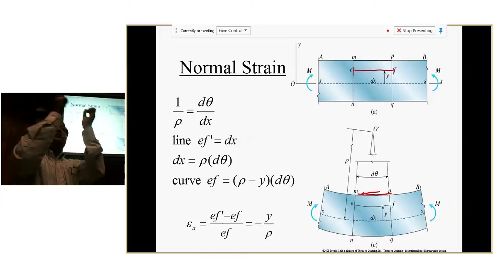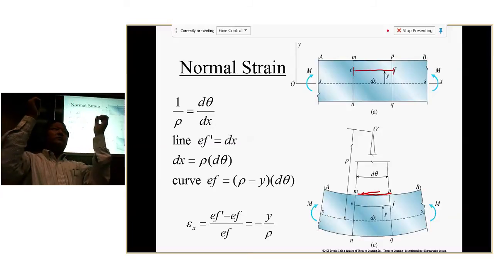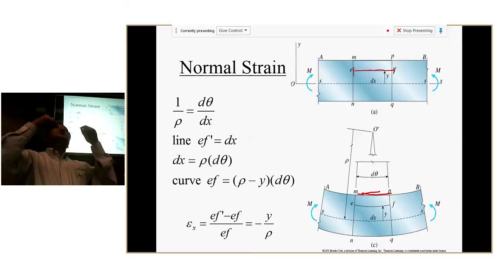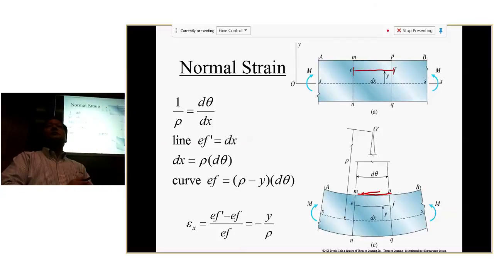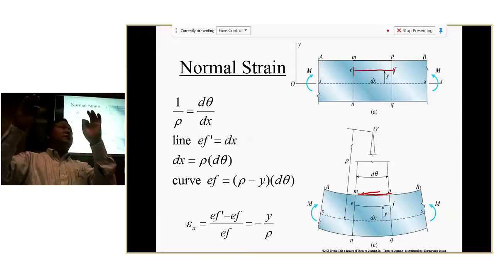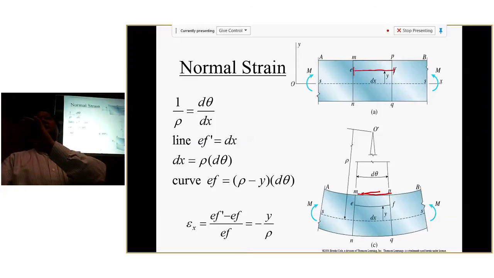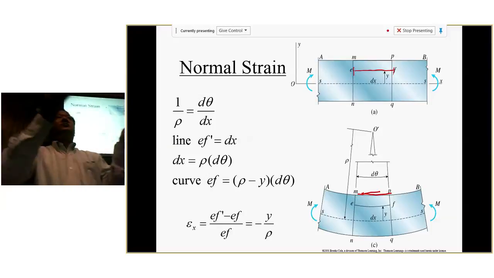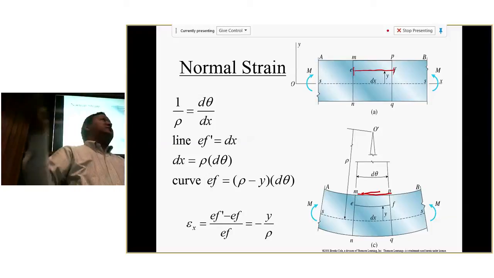This line gets shrunk, right? Or this line gets elongated, negative value. How do you determine the strain? That's the goal we're trying to achieve here. We want to find out the strain. Why do we need to find the strain? Because if I know strain, then I can multiply by E, I get stress. Right? So I need to find out strain.